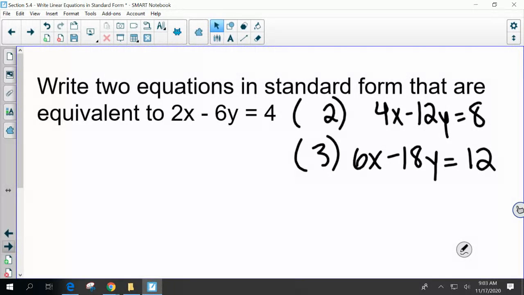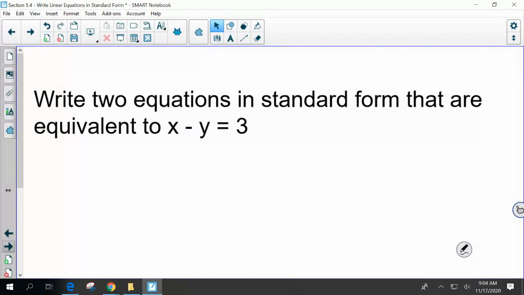Just like when you divide 3 divided by 4, you get 0.75. And if you divide 6 divided by 8, you still get 0.75, even though they're different numbers, because they're equivalent. Okay, so I want you to try the next one. So you're going to write two equations in standard form that are equivalent to x minus y equals 3. And this is obviously something where you guys can have multiple answers. Like everybody in here could come up with different answers.